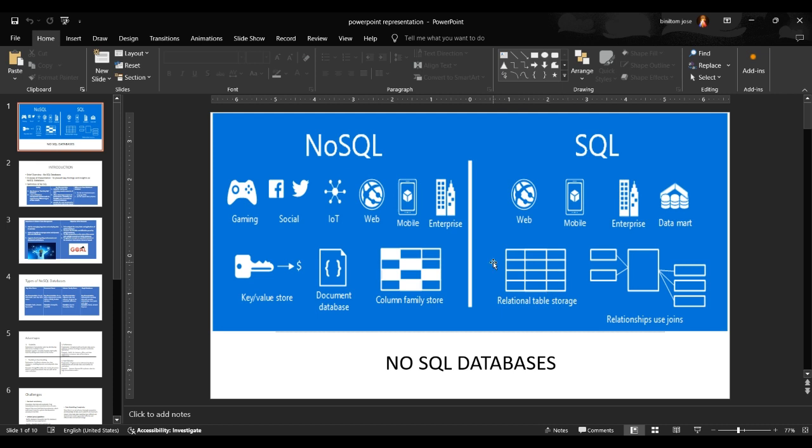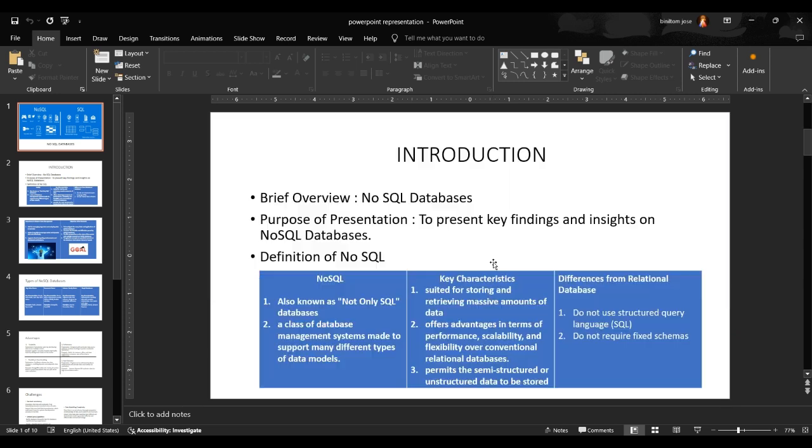This is the research presentation which I will be doing for the 3.2 HD task. Starting off with the introduction, in this PowerPoint I would like to briefly explain, with a brief overview of NoSQL databases, the key findings which I actually learned while I was doing the research.